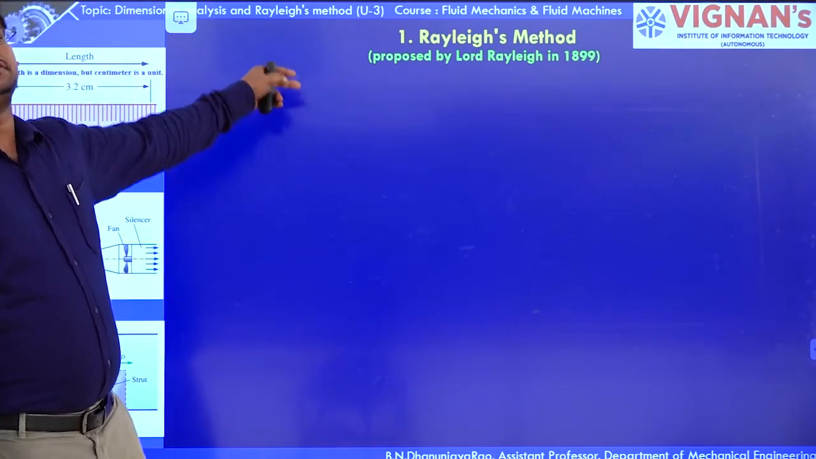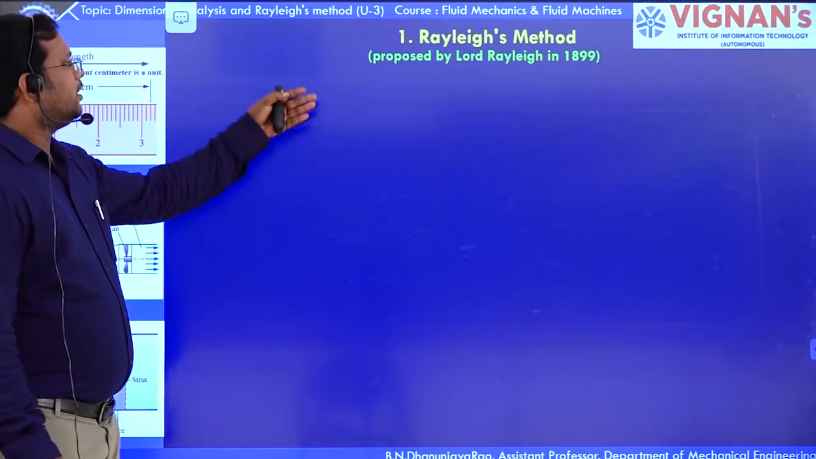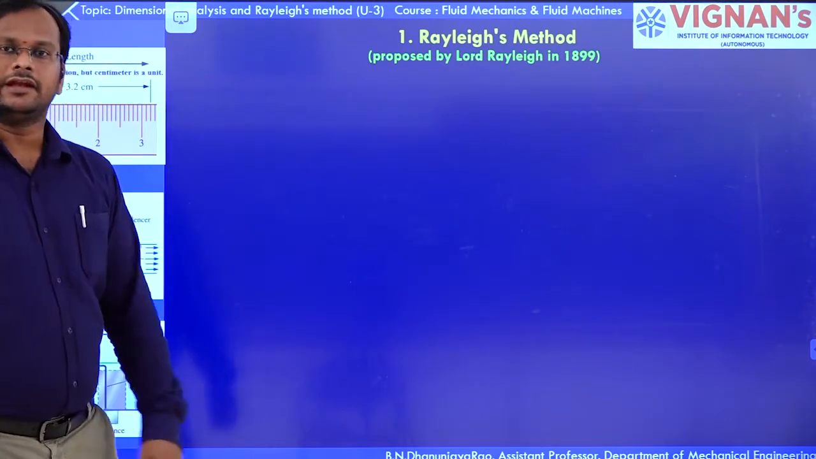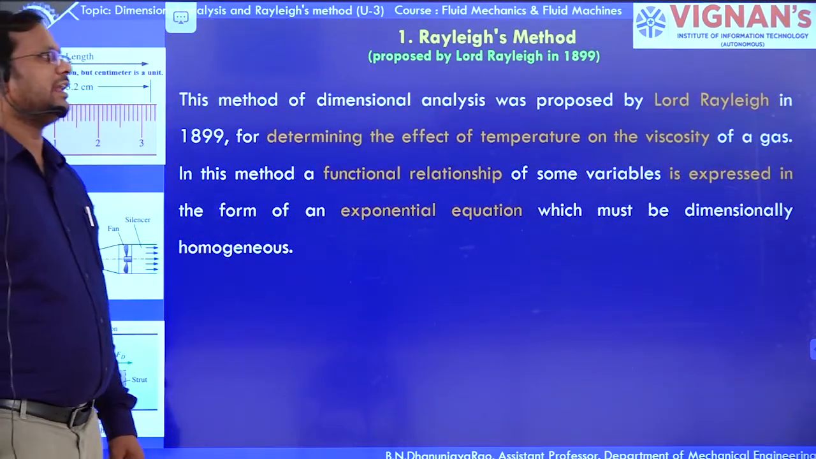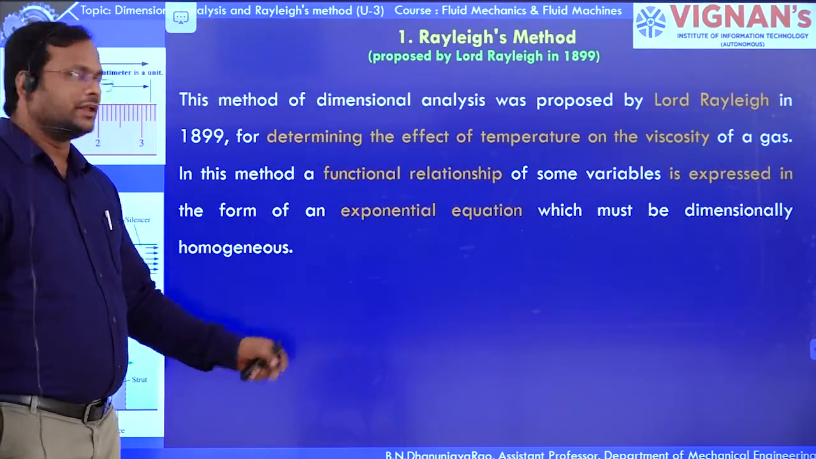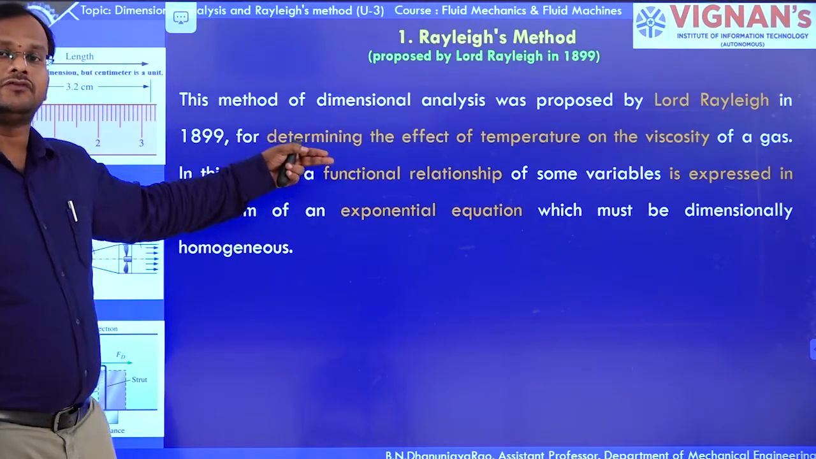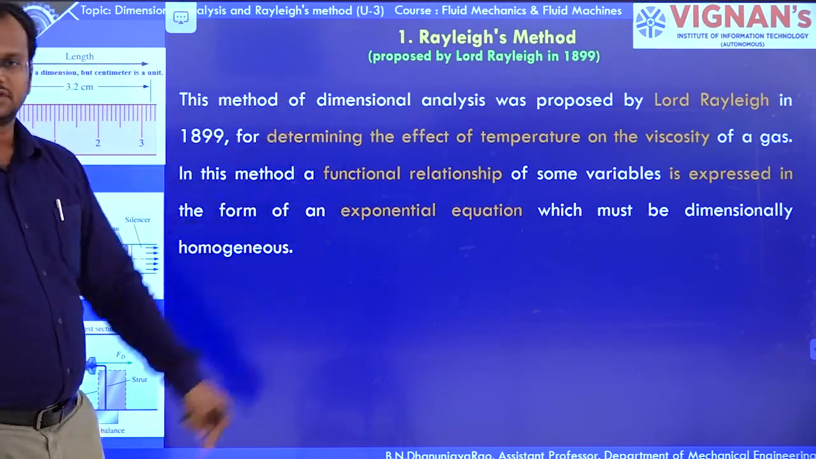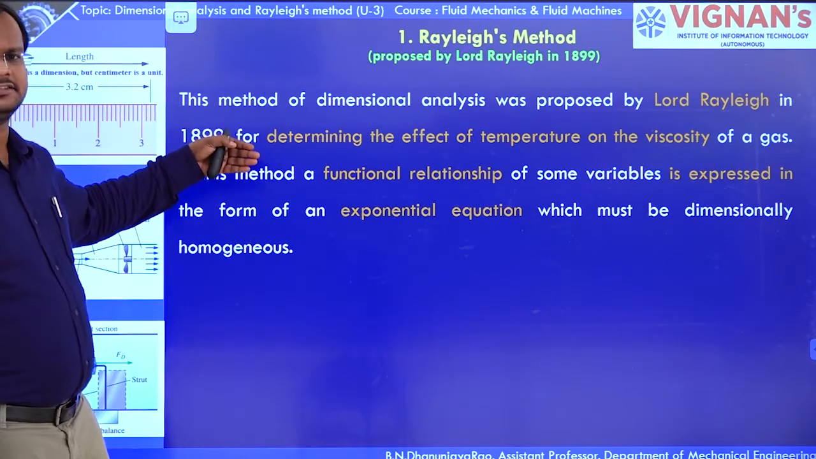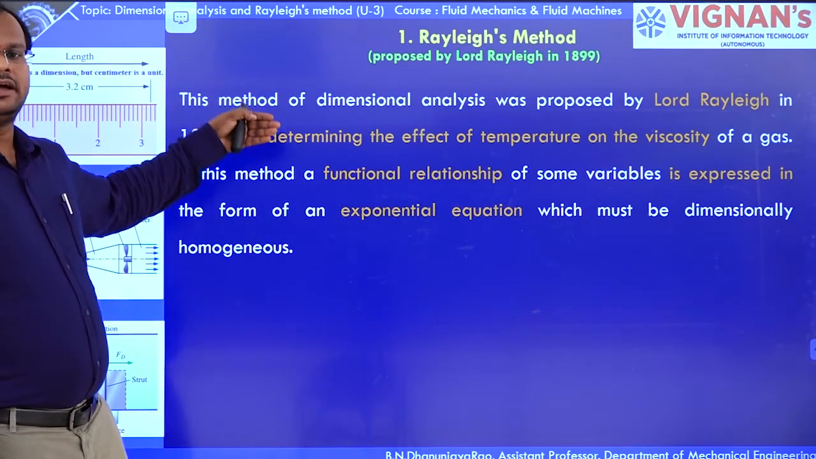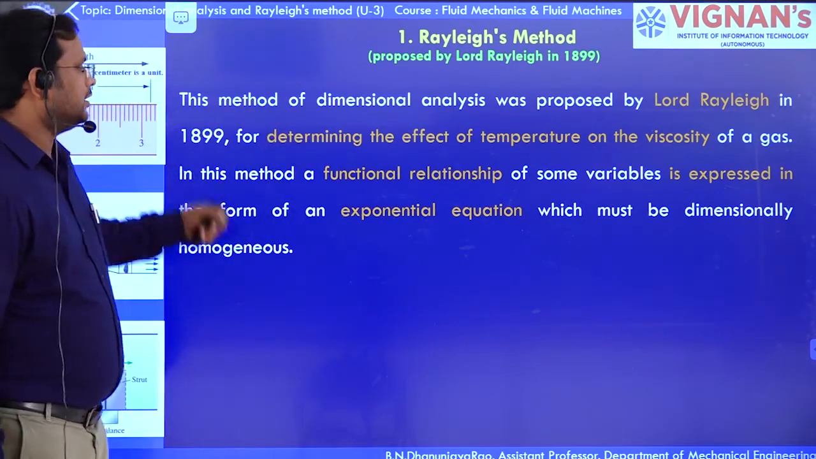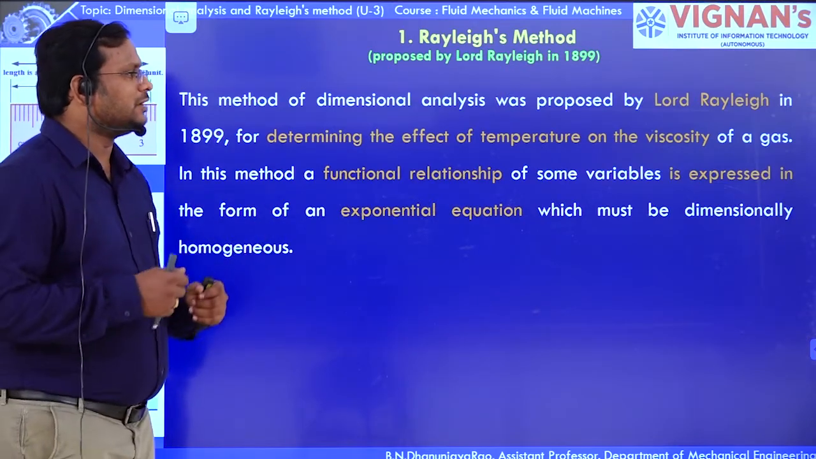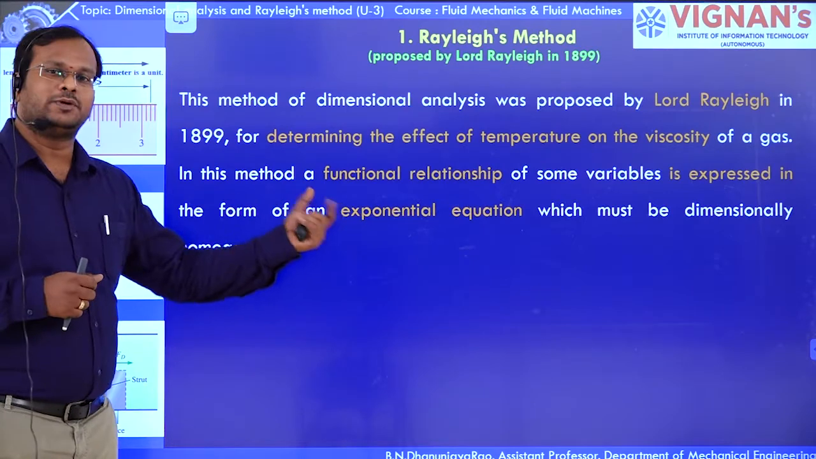Here is the first method of dimensional analysis, Rayleigh's method. It was proposed by Lord Rayleigh in 1899 to determine the effect of temperature on the viscosity of a gas. In this method, the functional relationship of some variables is expressed in exponential form.